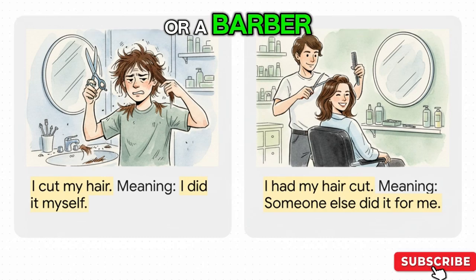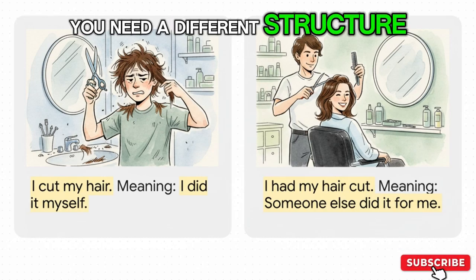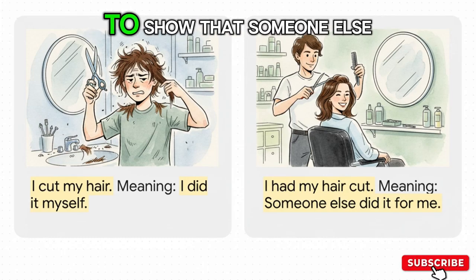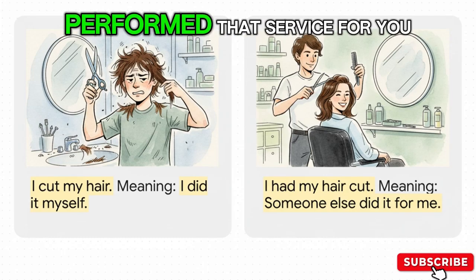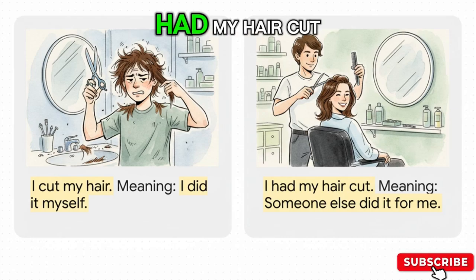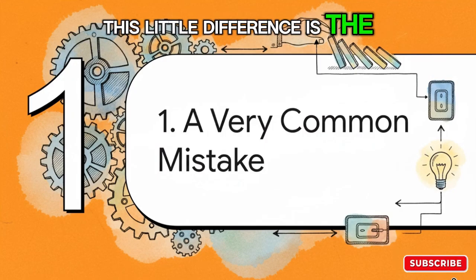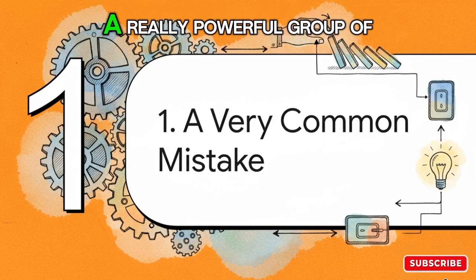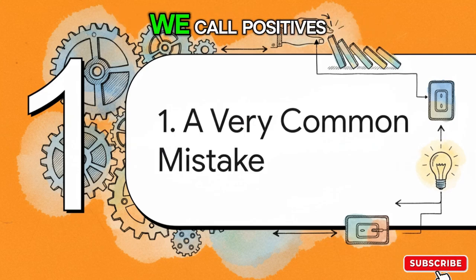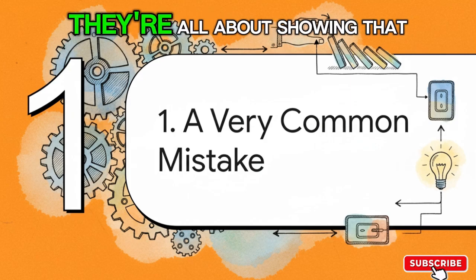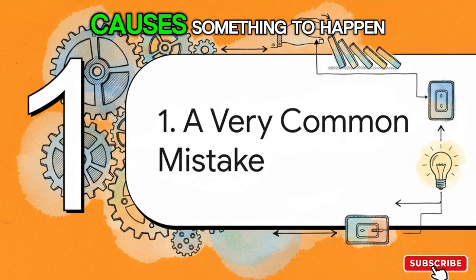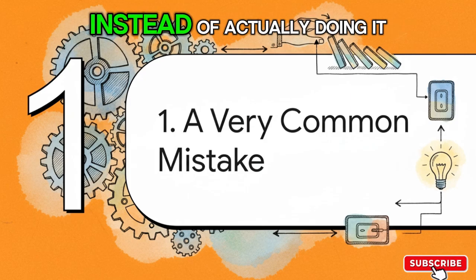But if you went to a salon or a barber, you need a different structure to show that someone else performed that service for you. And that structure is, I had my hair cut. Now, this little difference is the secret to understanding a really powerful group of verbs we call causatives. They're all about showing that the subject causes something to happen instead of actually doing it themselves.